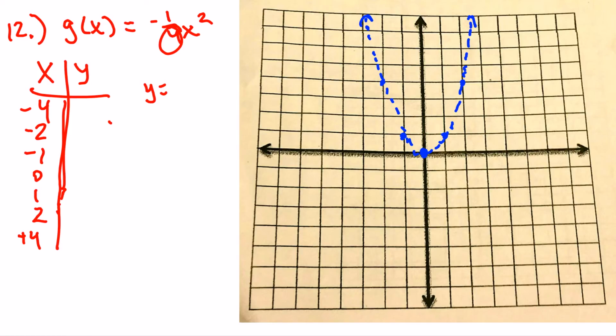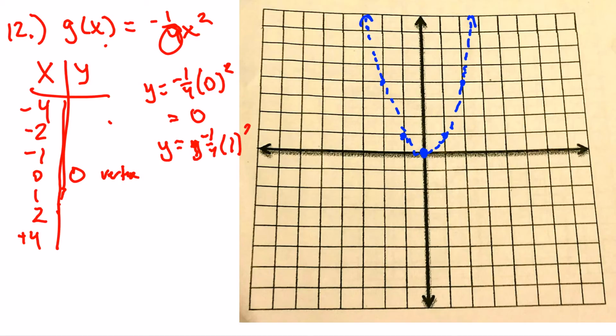I get y equal, and remember, guys, g of x is just a fancy way to say y. Y equals negative 1/4. Instead of x, I put 0 squared. So I get y equals 0. So that one's the same. That's the vertex. I plug in 1. If I plug in 1, I actually get negative 1/4. Instead of x, I put 1 squared. 1 squared is 1. So I get y equals negative 1/4.